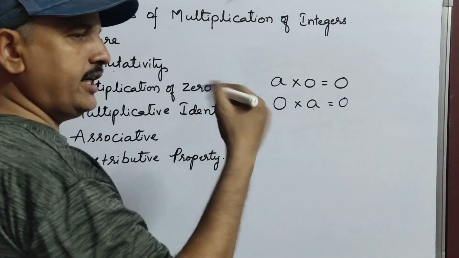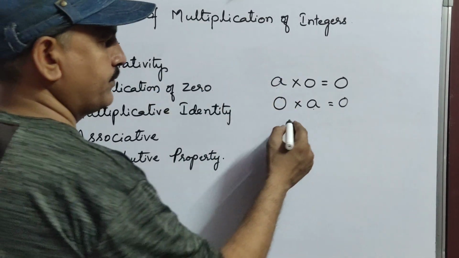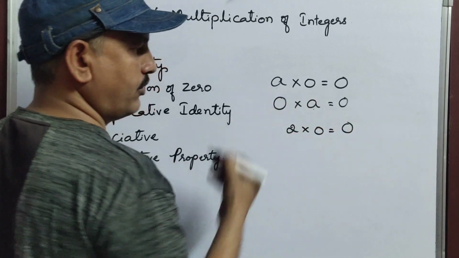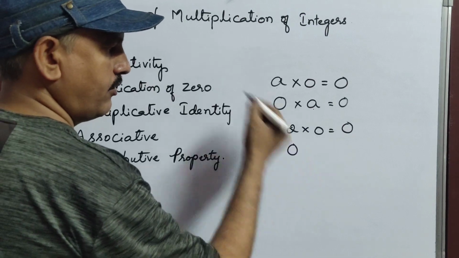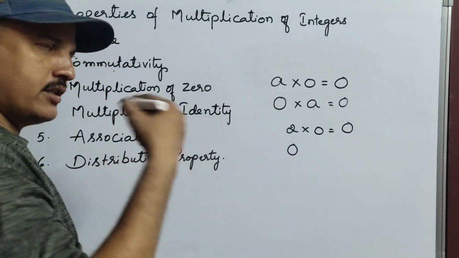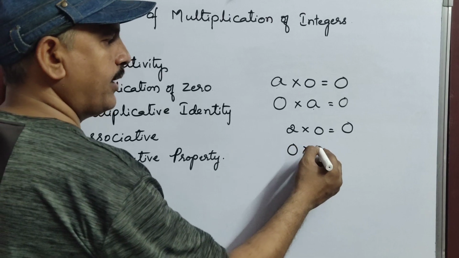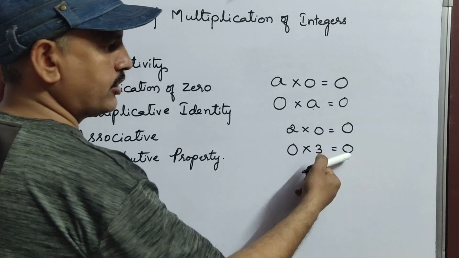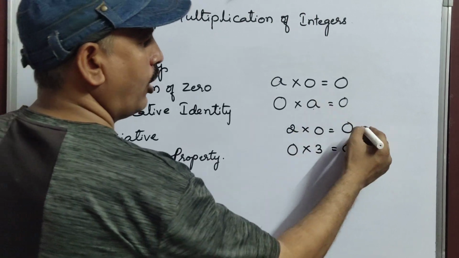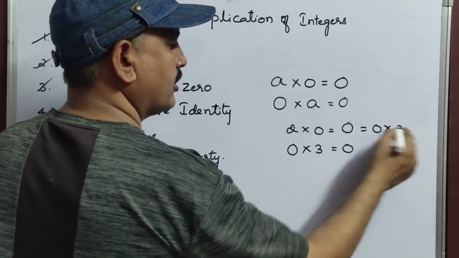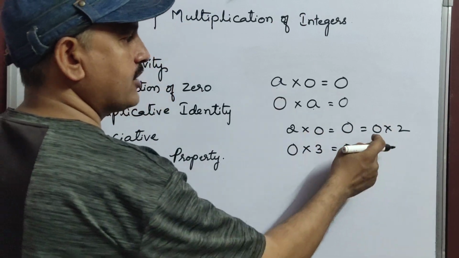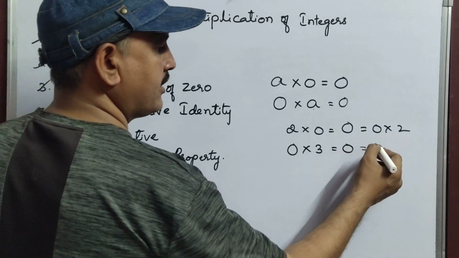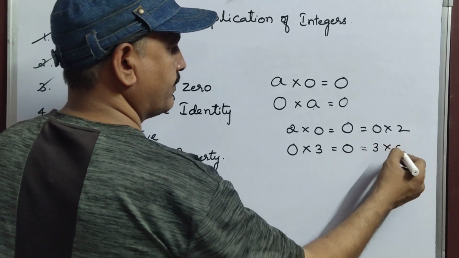That is, if you take any number, whatever number you like, and multiply it with 0, you will always get 0. Or write 0 first and take any number whichever you like and multiply again with 0. So you will get the same answer. So 0 into 3 is 0, 2 into 0 is 0, or 0 into 2. This one, 2 into 0, can also be written as 0 into 2. Similarly, 0 into 3 also can be written as 3 into 0.